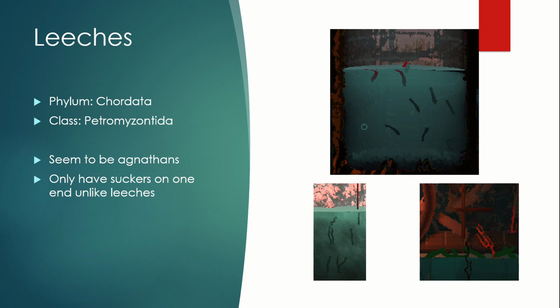Alright, next up are leeches, which I actually think seem to be more similar to real-world lampreys. They definitely seem to be agnathans, and they only have one sucker on one end. So that would put them in phylum Chordata and class Petromyzontida. Real-world leeches actually have a sucker on both ends and use that in some form of mobility, so these things do more closely resemble characteristics of lampreys.